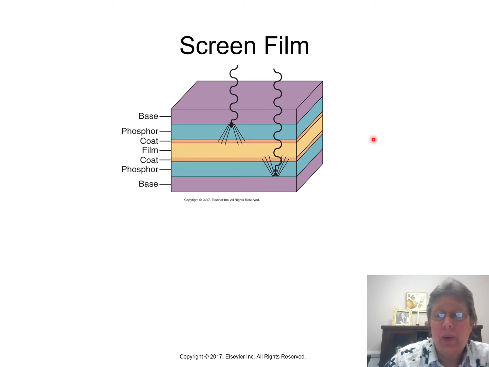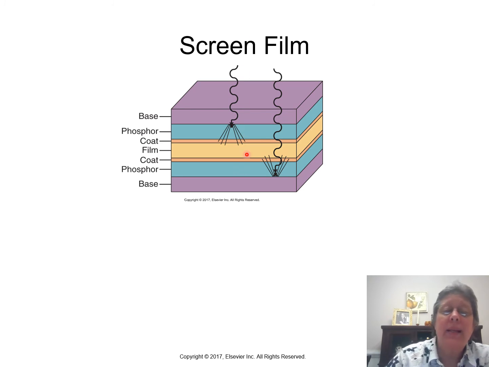This is an example of our screen film. This is the base of the cassette, which, think about the cassette is opening this way. We have a top and a bottom. This top and bottom has phosphors located on the top and the bottom. And then there's a protective coating layer here that keeps the phosphors on the screen. And then, of course, the film has to be in between the two screens.